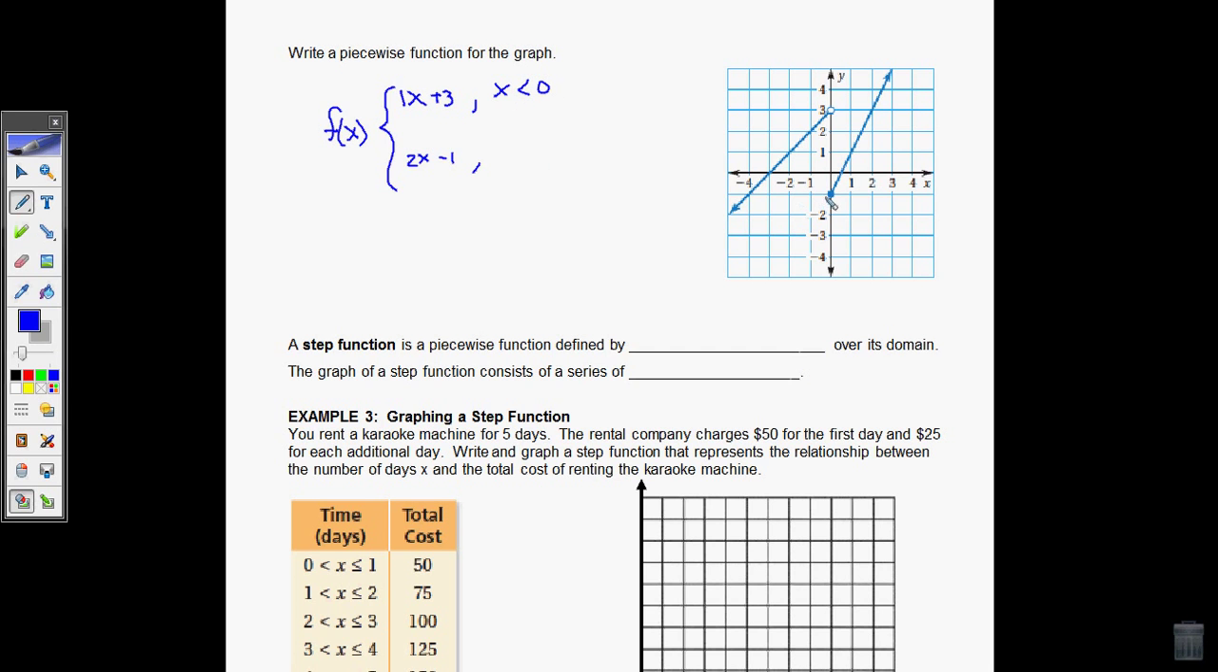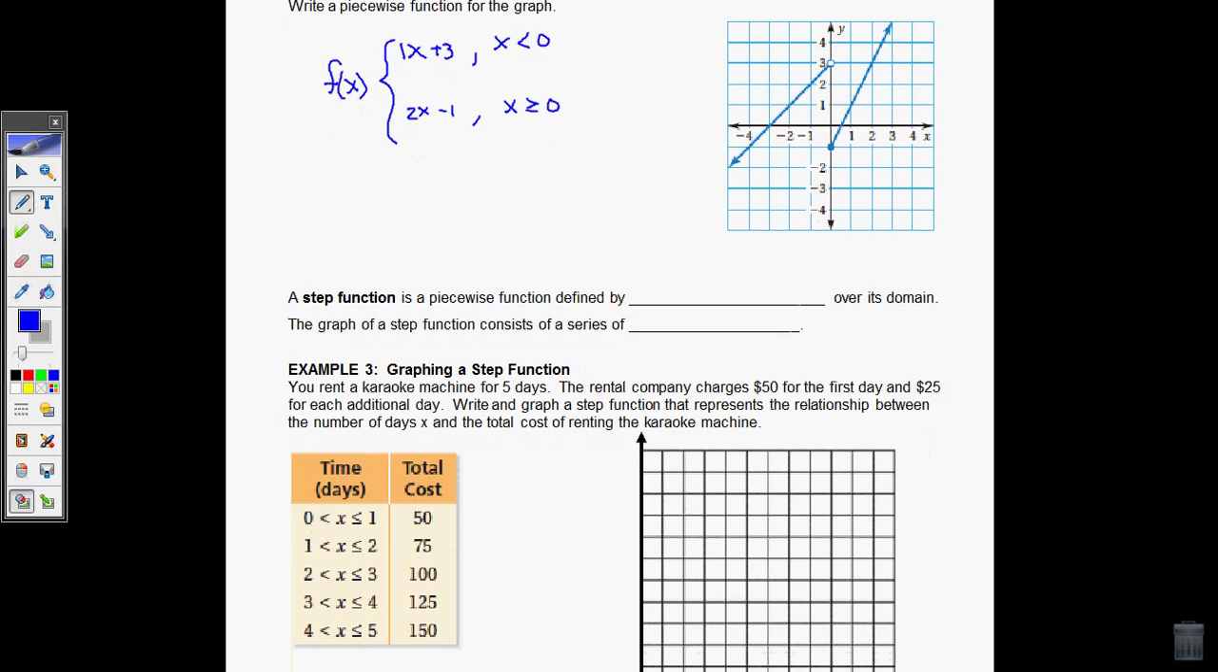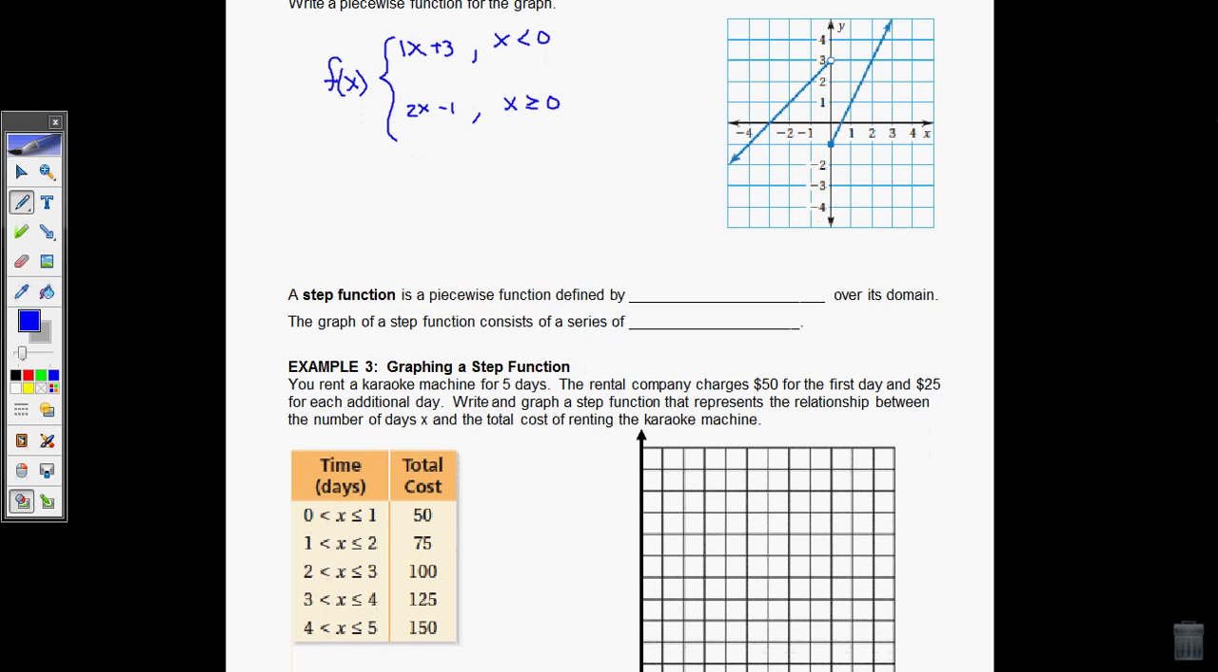Now for the bottom one, it looks like it starts at 0, and it includes it because it's a closed circle. And then it goes up and up and up, and it continues with that function. So it's x values that are greater than or equal to 0. See, or equal to because it's a closed-in circle. And that's it. Simple as pie.